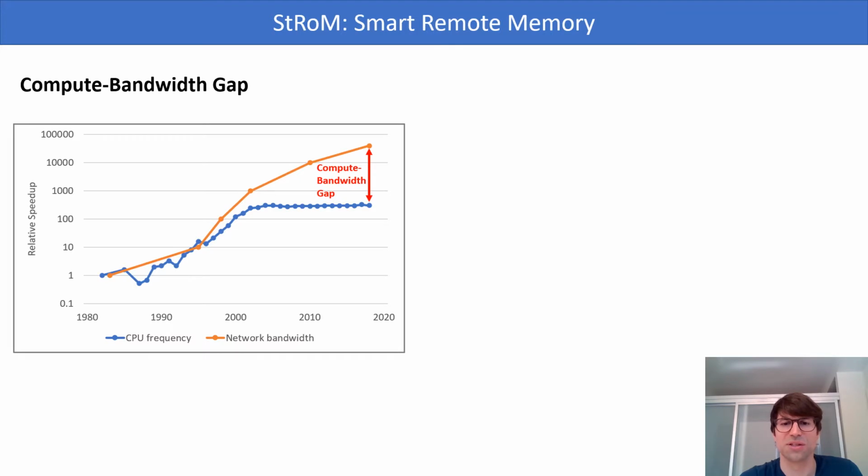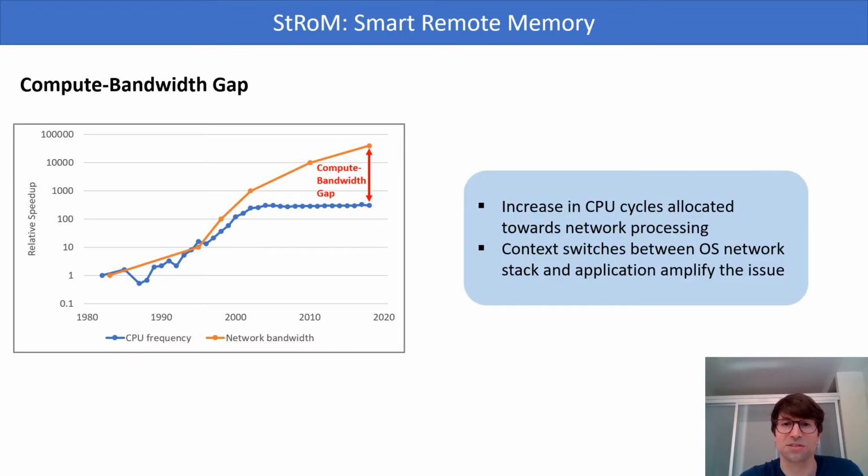In recent years, we have seen a rapid increase in the available network bandwidth. At the same time, CPU frequencies have been stagnating. Given these two trends, the gap between the network bandwidth and the compute available on the CPU is widening further and further. As a result, more and more CPU cycles have to be allocated towards network processing, reducing the CPU time available for the application.